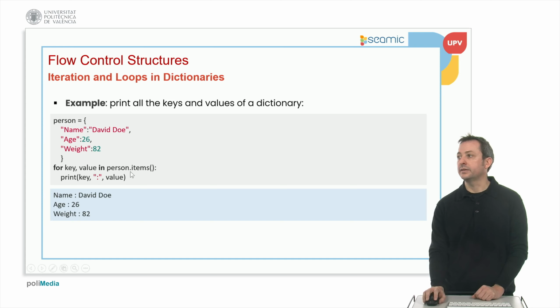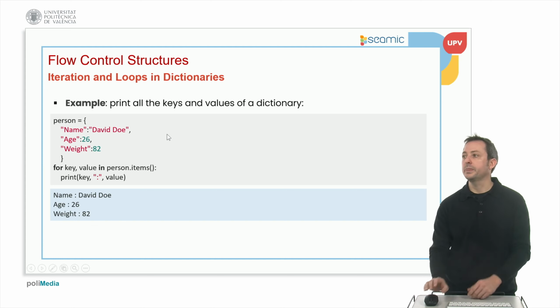By using the method items, we will retrieve all the key value pairs. So we can store this into variables and print these values. So the output of this execution will be this. First of all, it takes the first element with a key name and value David Doe. So this will be printed.